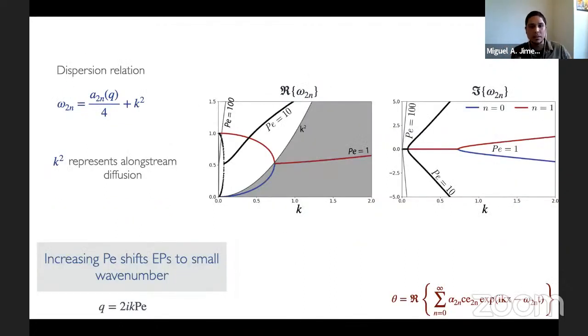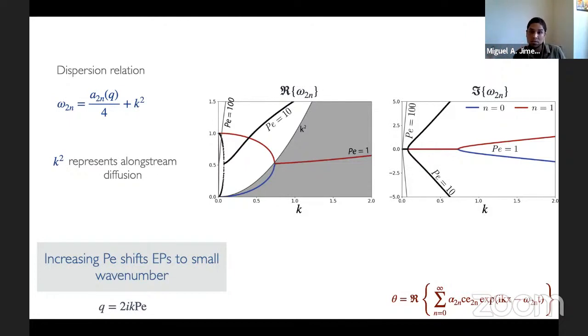So now that we're looking at the dispersion relationship, we want to really understand what the Péclet number dependence is. The Péclet number is allowed to vary, and the wave number is also allowed to vary. But given an initial condition, you vary the Péclet number, what happens to the solution? And again, I've talked about the duality of it. The first thing is that you have a k-squared curve there. That's the along-stream diffusion.